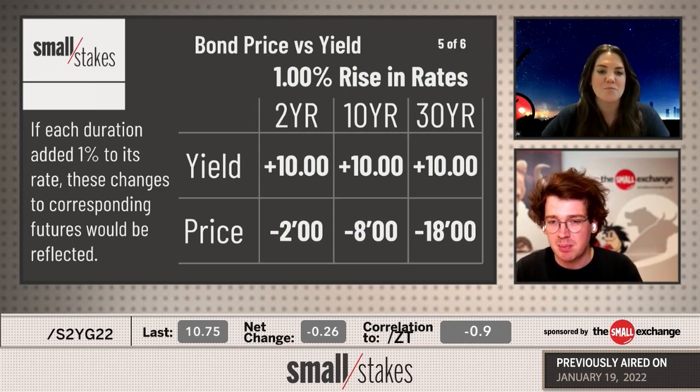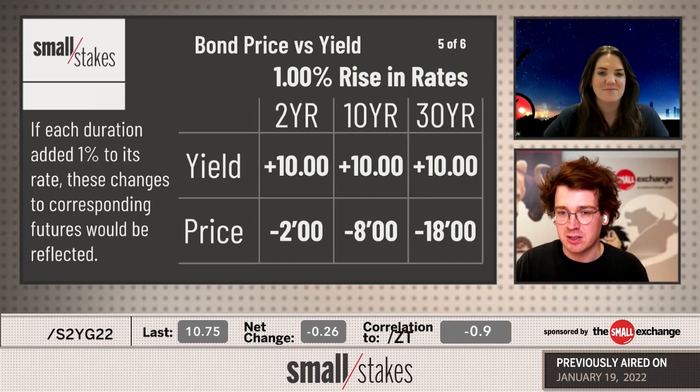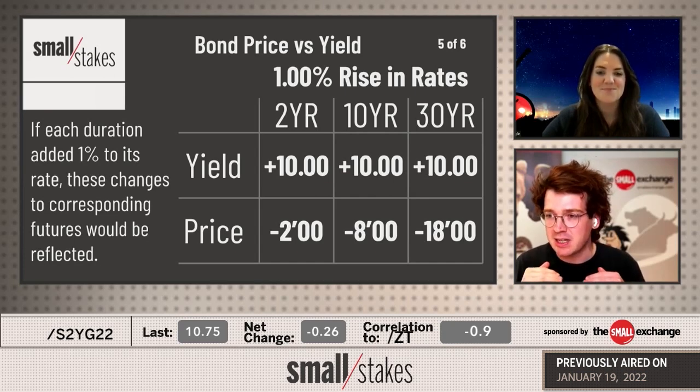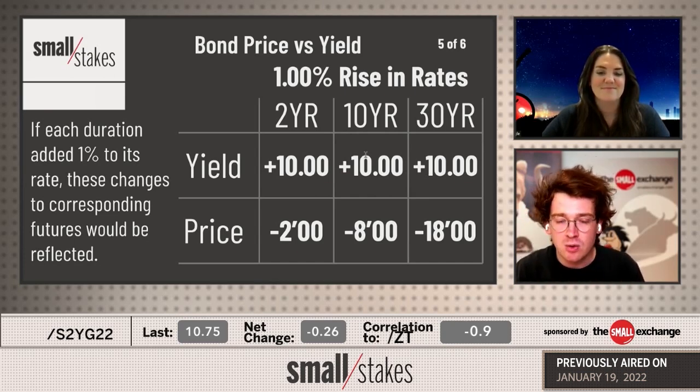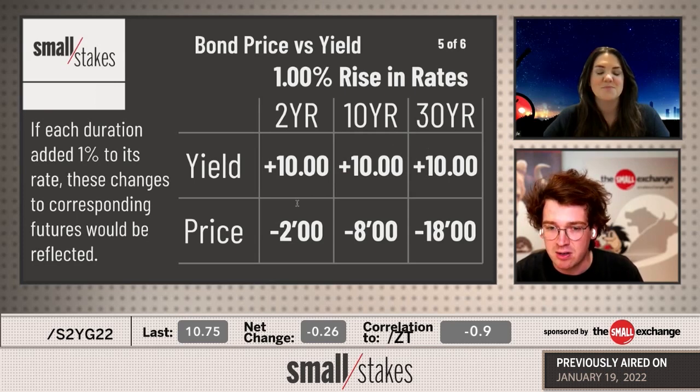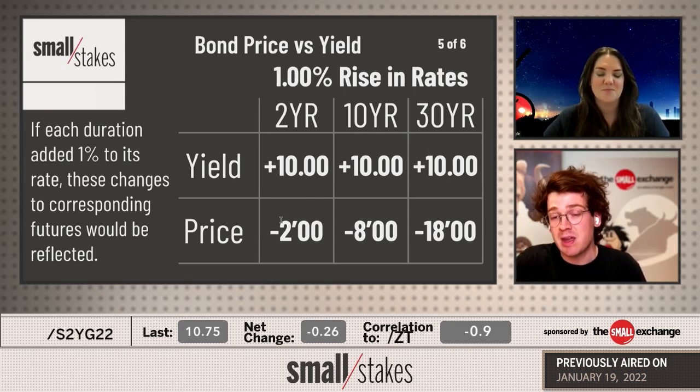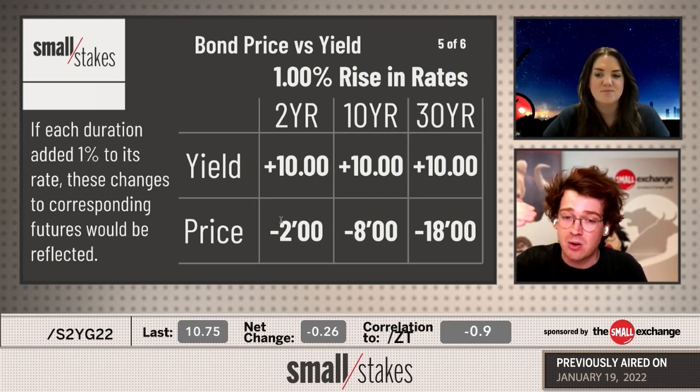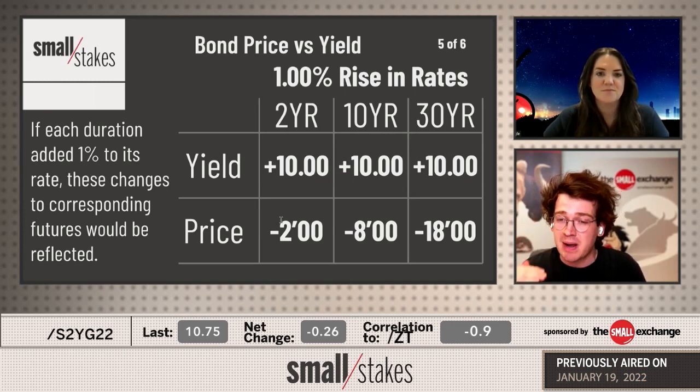If we saw a percentage point rise from where we're at right now in 2-year, 10-year, and 30-year yields, if 2-year yields right now are at 1% and they rose up to 2%, in the 2-year yield futures you'd just see a $10 change in the futures price. Same with the 10 years, same with the 30 years. In the prices, remember, they move inversely and they have different DV01s. And so the notes in the 2 years will drop by 2 points. In the 10 years, they'll drop by 8 points. In the 30 years, they'll drop by 18 points.